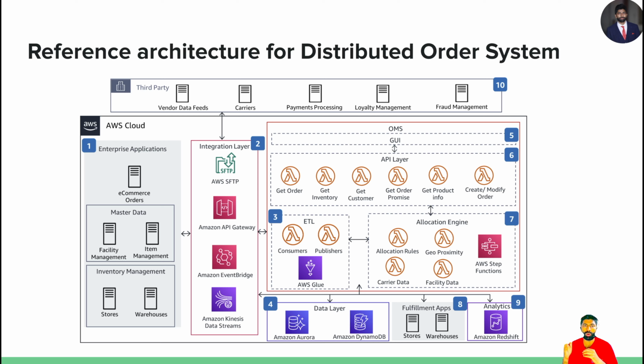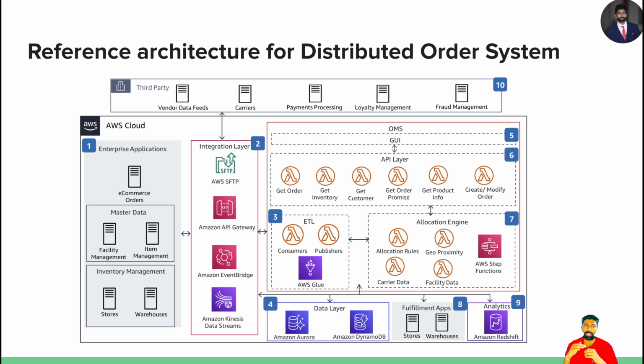Then there is the ETL, or extract, transform, and load layer, that consists of AWS Lambda functions that consume and publish data to Amazon Kinesis data streams and also Amazon EventBridge. There is also AWS Glue, which loads and transforms the data for batch transactions. The data layer consists of Amazon Aurora for transactional data and Amazon DynamoDB, which serves the requests at low latency. This system, OMS, the Order Management System, exposes a graphical user interface that associates will use to create and modify the orders, which in turn calls the necessary APIs from the API layer.